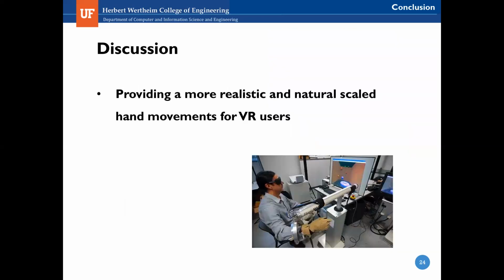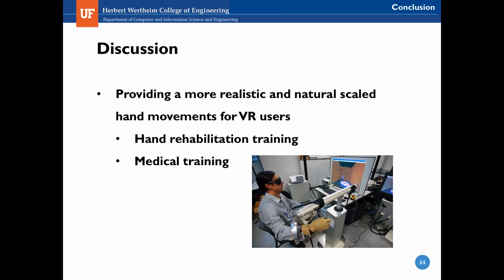Moreover, these scale ranges are valuable for the design of future VR applications that use scaled hand movements as a modified interaction technique while aiming to provide a realistic, natural, and immersive experience for users in VR. Slow scale hand movements can be beneficial in situations where accuracy of interactions in VR is important, for example, using VR for hand rehabilitation training or medical training. Therefore, they can be used in such applications to provide more controlled environments.